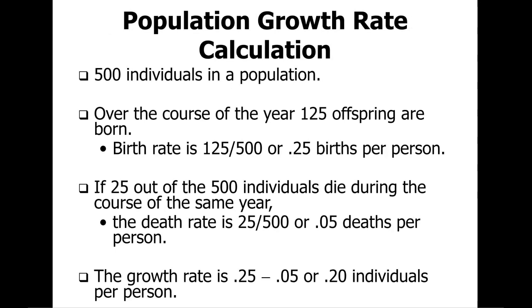So here we have individuals in that population being 500. Over the course, let's say, of a year, 125 offspring are going to be born. The birth rate is 125 over 500, or 0.25 births per person. If 25 out of the 500 individuals die during the course of the same year, then the death rate will be 25 divided by 500, or 0.05 deaths per person. So the growth rate is going to be 0.25 minus 0.05, or 0.20 per individual. So that will be its growth rate.